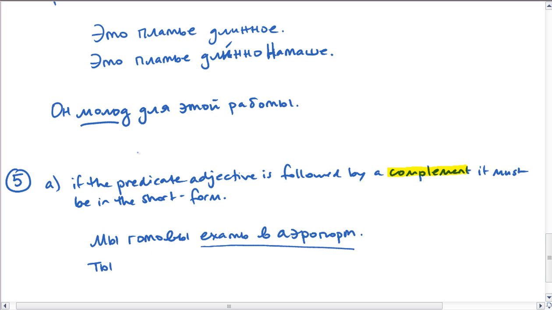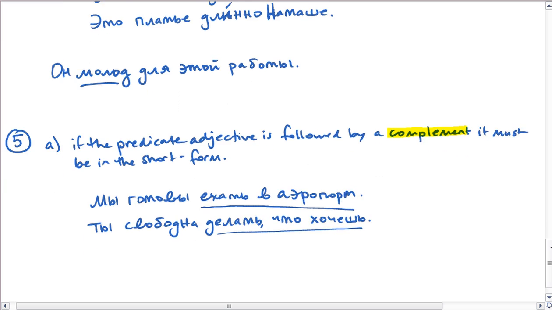Or свободно делать что хочешь. So you're free to do as you wish, or as you want. And these are infinitives, right? But they can also be a prepositional phrase. So these are followed by infinitives.